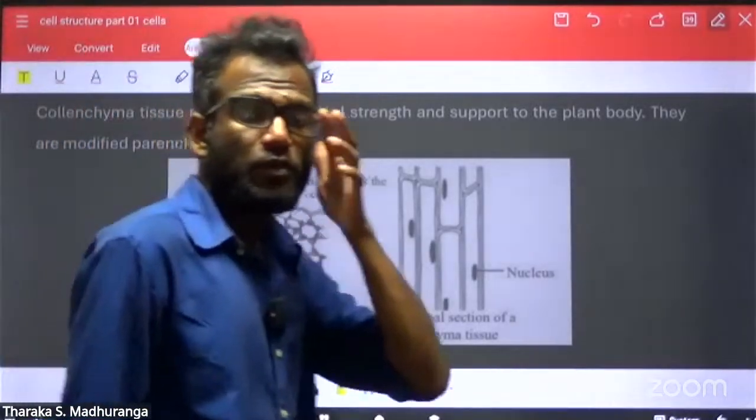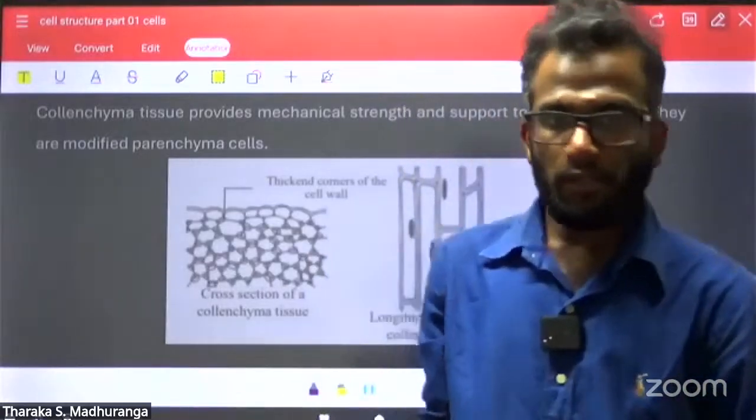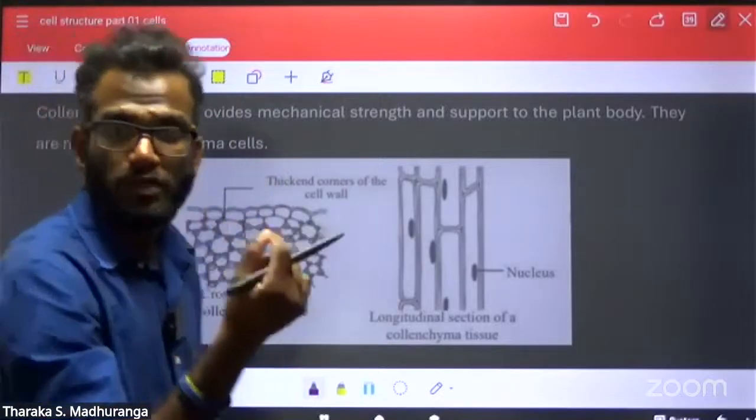Okay, second one, collenchyma tissues. Collenchyma means matured parts. These tissues provide mechanical strength. Now it is matured.